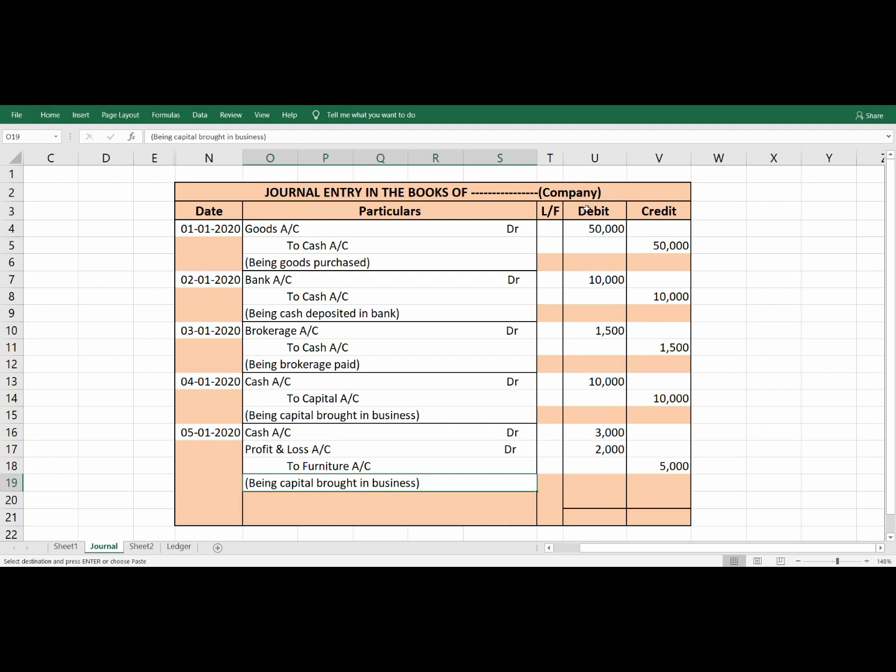Now we will see the debit column and the credit column. Both columns should tally. Yes, they are tallying with 76,500 as the total amount for both the columns.